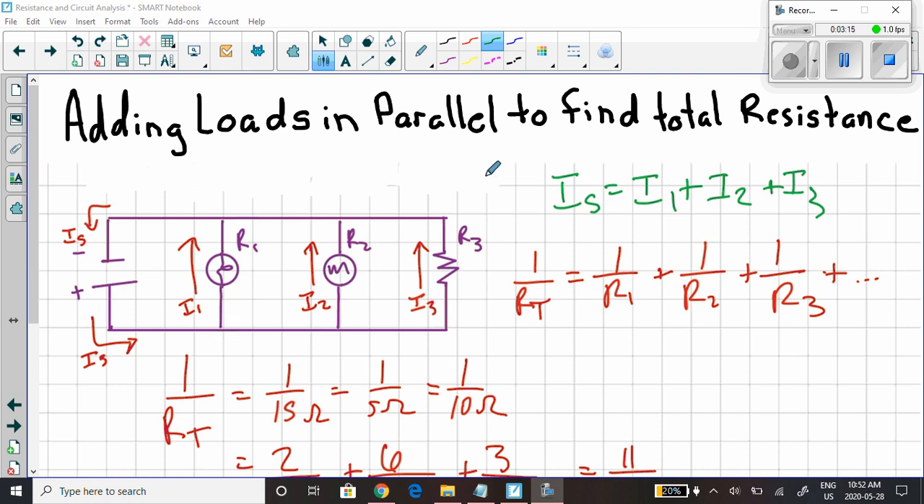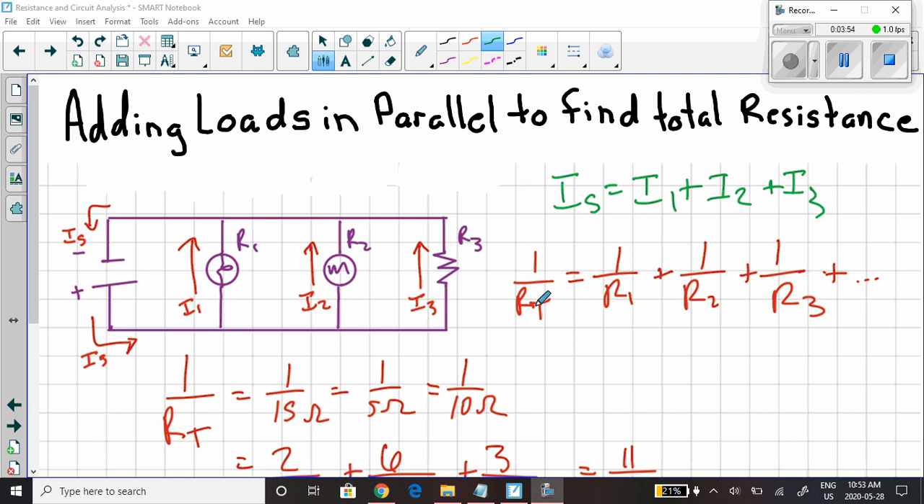What if the loads are arranged in parallel? Look, I got a light bulb here with resistance R1 and a motor here with resistance R2 and a resistor that heats up here with resistance R3. Each of them has their own branch. How are they going to affect the flow of electrons that come to and leave the source? What is their total resistance on the source? Well, you add it up differently.